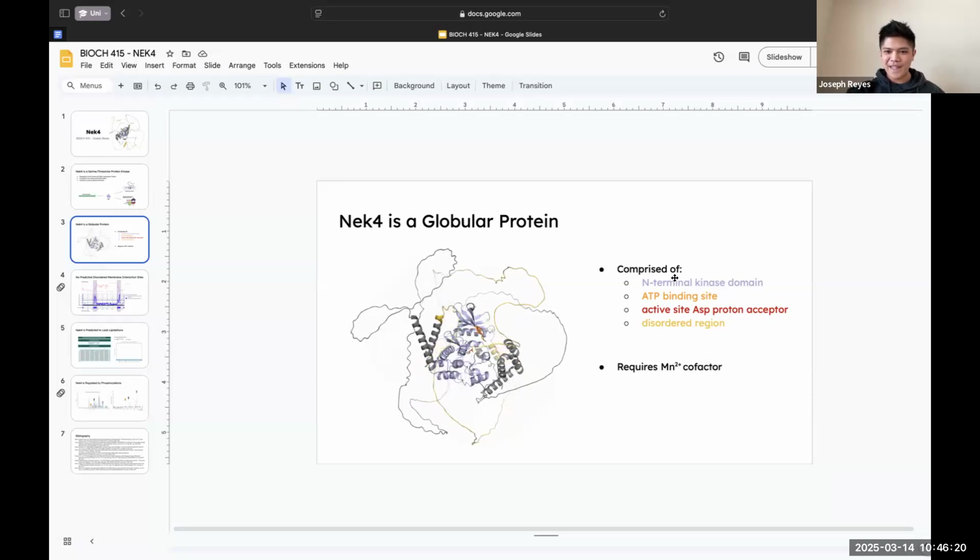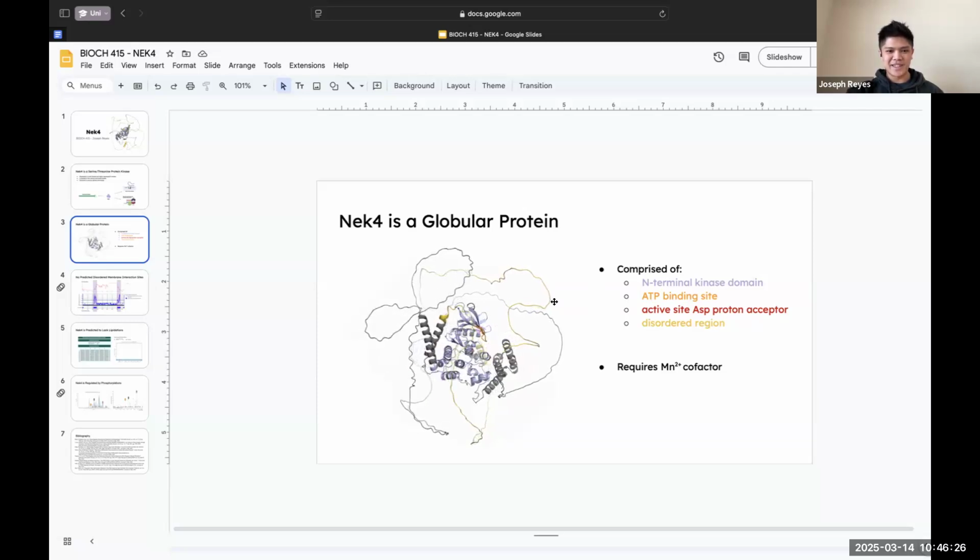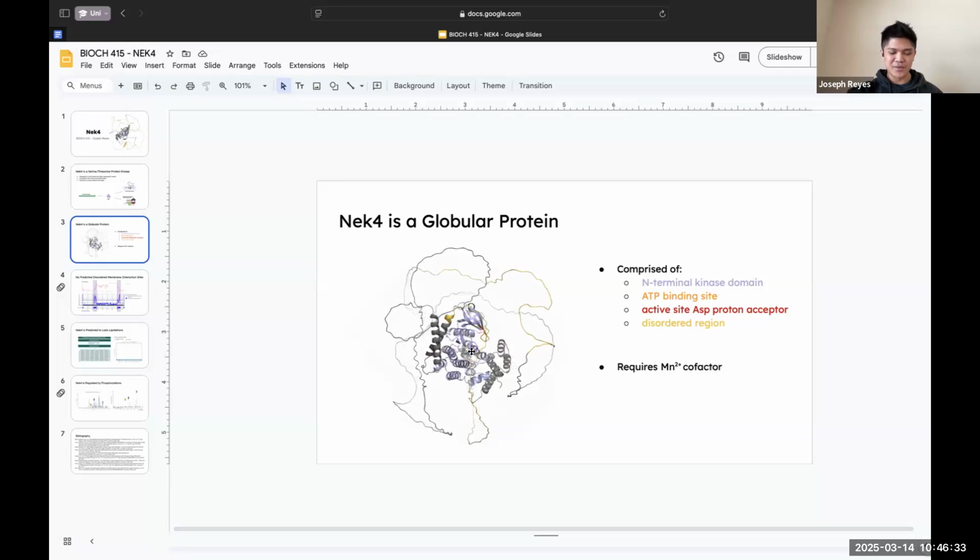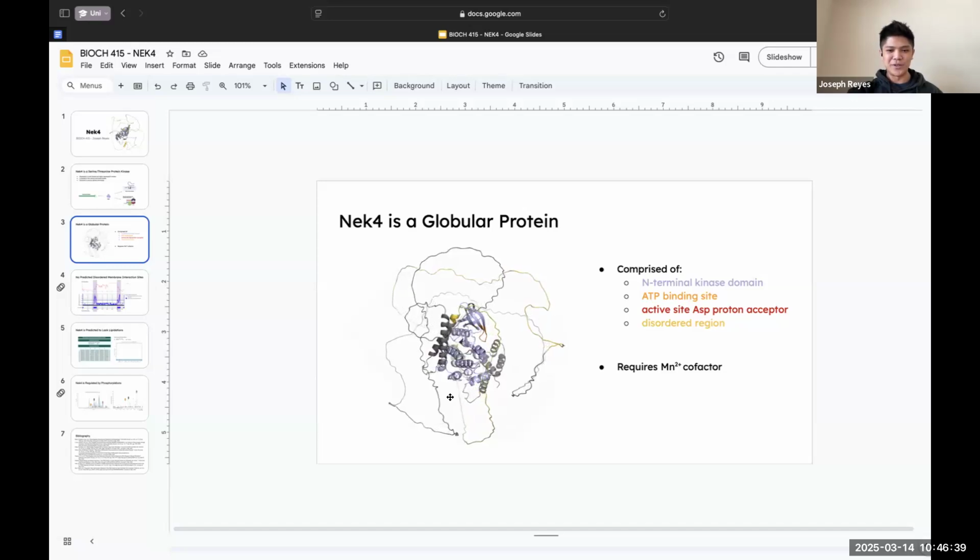So it's comprised of the N-terminal kinase domain in purple, the ATP binding site I colored in orange, and also the active site aspartate residue as a proton acceptor, which you can barely see at the moment. And there are several disordered regions colored in gold.